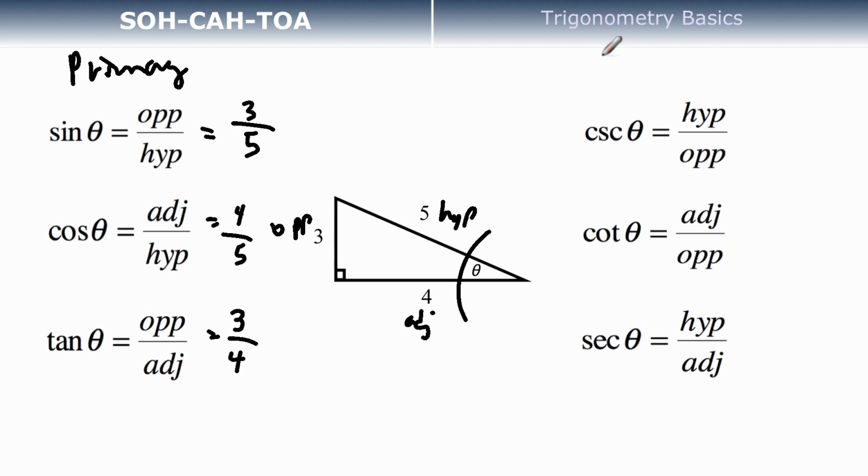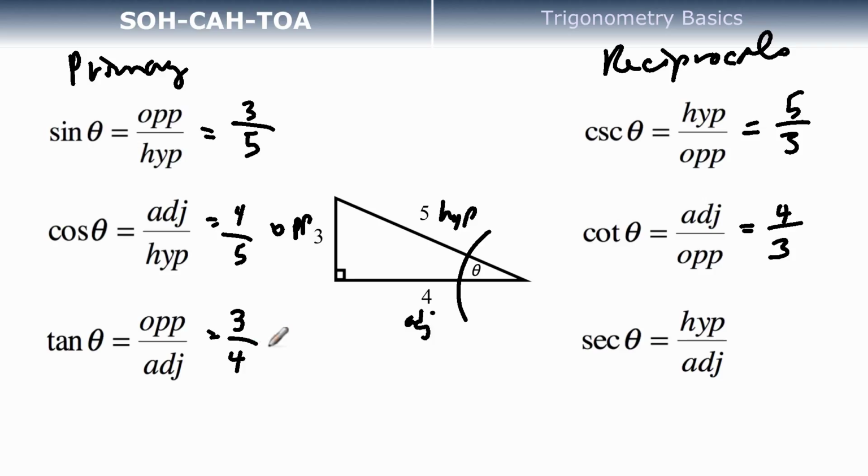The secondary, or often called the reciprocal, ratios are the same except flipped over. Like sine is opposite over hypotenuse, cosecant is hypotenuse over opposite. So I would just flip that over. It would be 5 over 3, or find the reciprocal. Cotan, well, I didn't put these in order. Cotan is the reciprocal of tangent, and so it's adjacent over opposite, or 4 over 3. And lastly, the secant is the reciprocal of cosine, so it's going to be 5 over 4. Okay, so those are the reciprocal ratios.